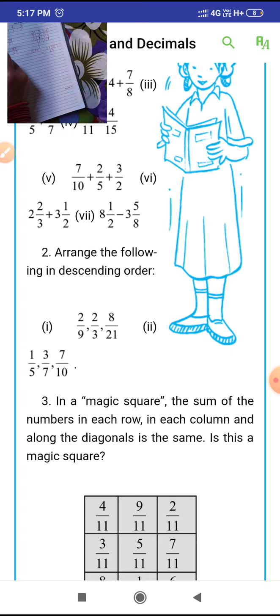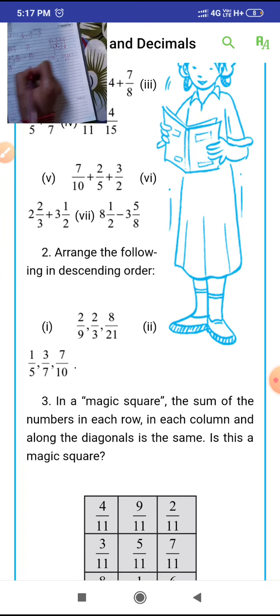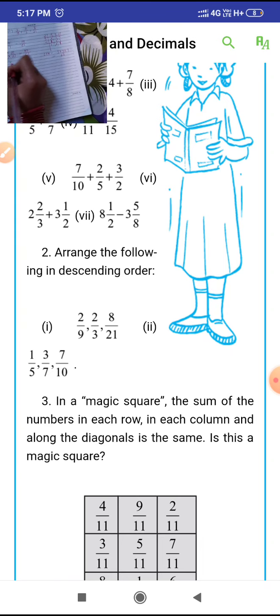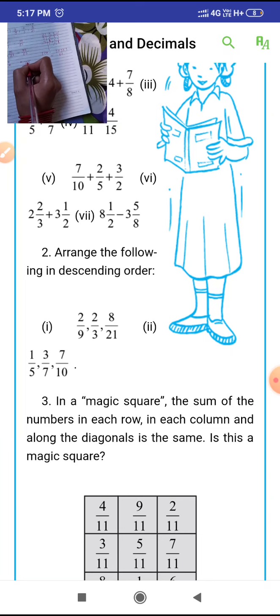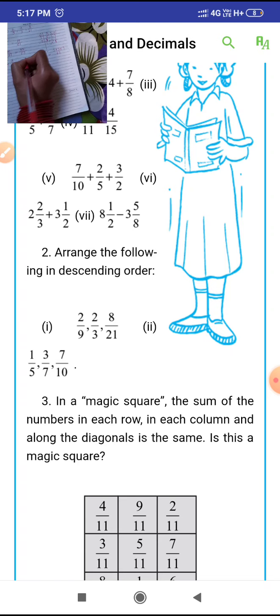Our next fraction is 8 upon 21, and we have to make our 21 into 63. By which number do we have to multiply 21 so that the denominator becomes 63? The number is 3. If we multiply the denominator part by 3, we have to multiply our numerator part also by 3. So our answer is 24 by 63.